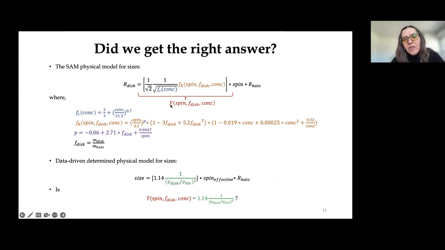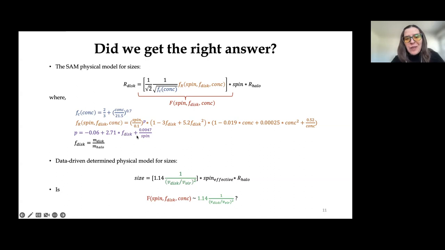Therefore, we compare the function of spin, f disk, concentration, from the semi-analytic model with the factor of 1.14 times 1 over v disk over v var squared from our data-driven derived physical model.